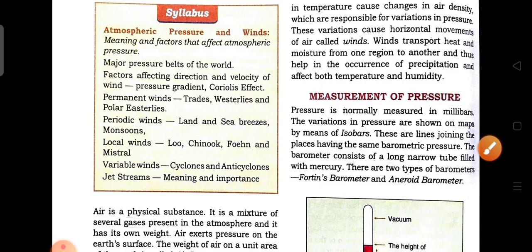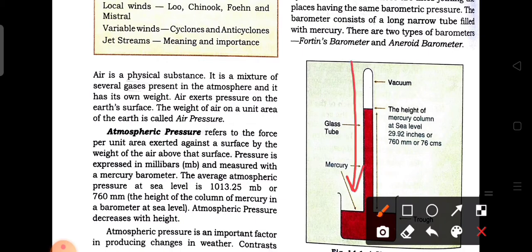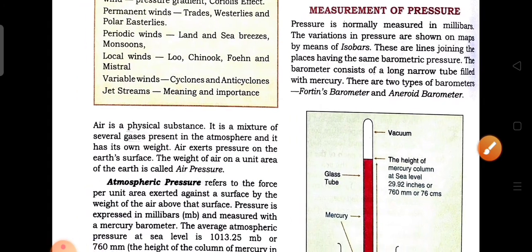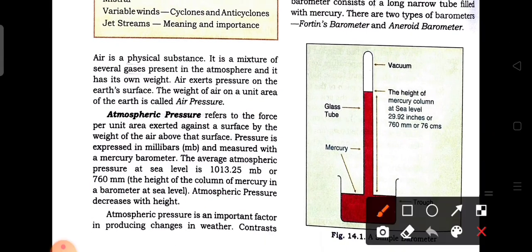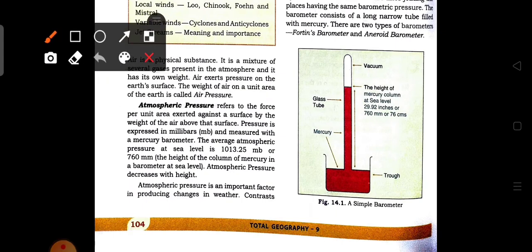The barometer consists of a long narrow tube filled with mercury, as we saw in this picture, a cylinder-like tube filled with mercury, and with the height of this mercury we can know the barometric pressure. As shown in this picture, this is the glass tube that is inverted on a vessel, and this is the mercury level.